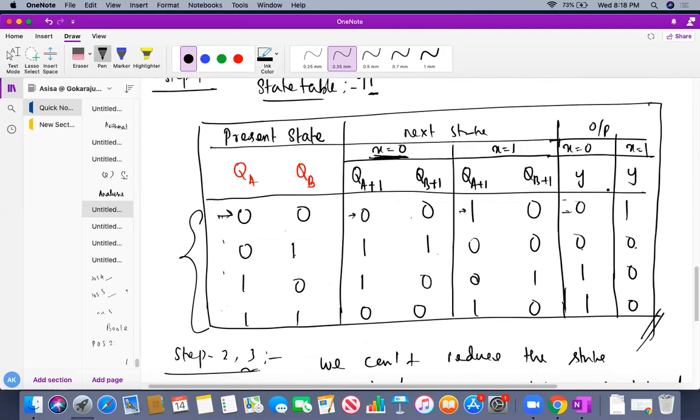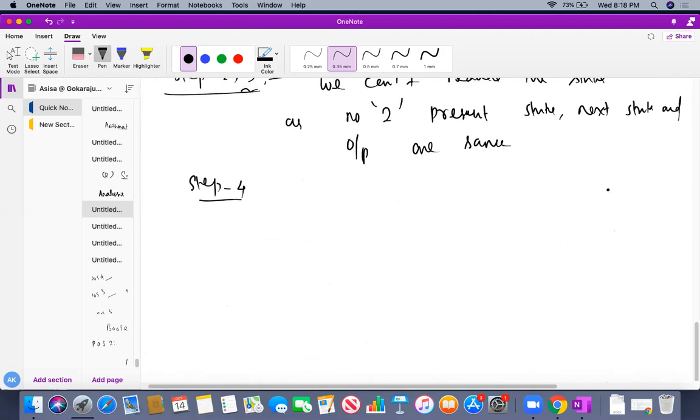Now the question is how to find out the number of flip-flops required. You need to understand the relationship between the number of flip-flops and the number of states. What is the relation? 2 to the power n must be greater than or equal to N, where small n is the number of flip-flops required to design, and capital N is the number of states.